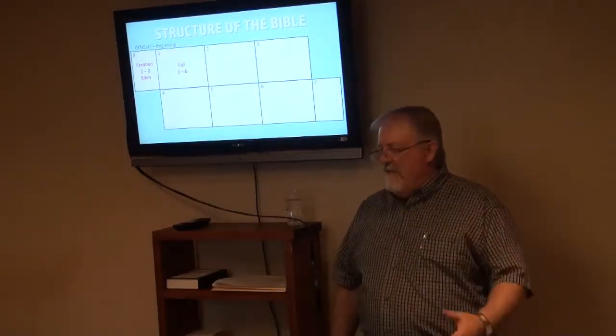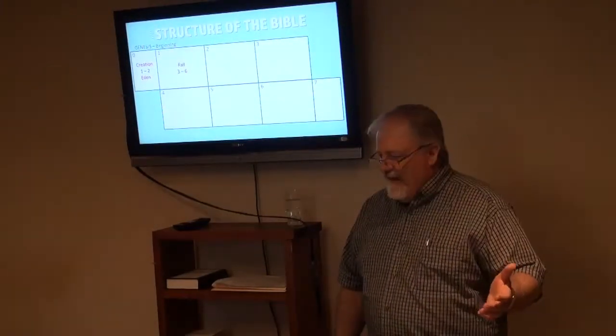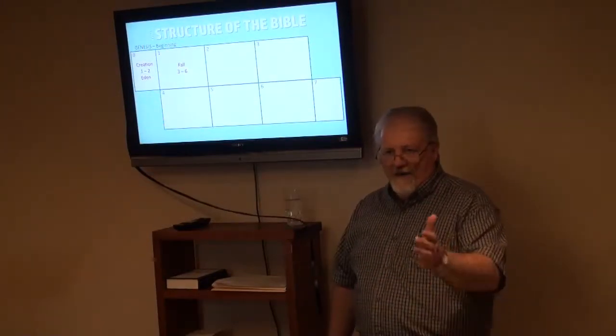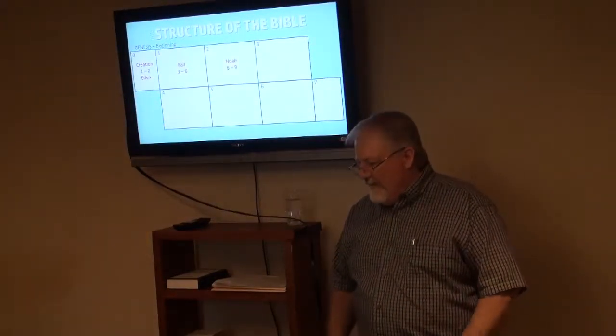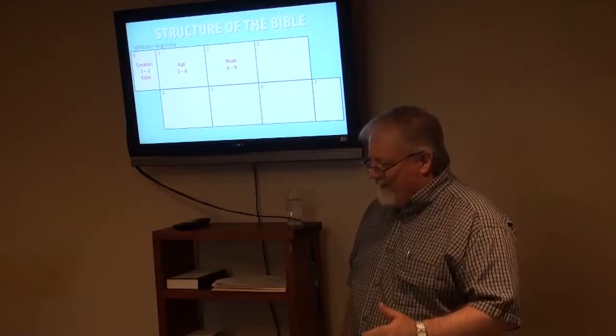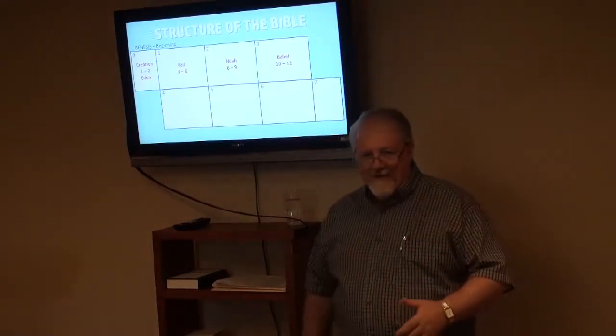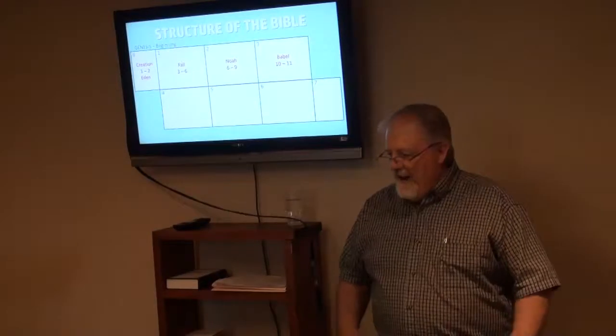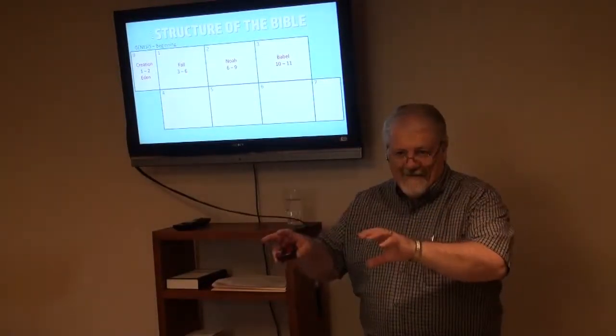Okay, chapter 3, we have the fall. They're kicked out of the garden. Okay, it's a separate event. Chapters 3 to 6, the fall and its aftermath. Then we have Noah in chapters 6 to 9. Then we have Babel in chapters 10 to 11. Okay, and these 3 are events.